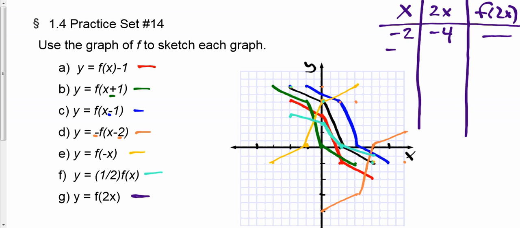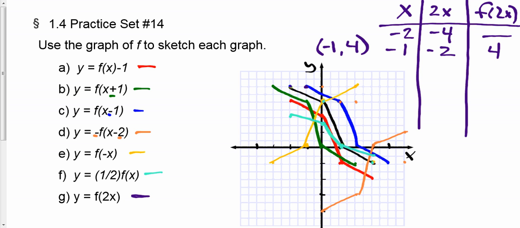So let's do negative 1. Why am I choosing negative 1? When x is negative 1, 2x is negative 2. And look at what f of negative 2 is. F of negative 2 is 4. Now, what is my ordered pair here? It is negative 1, comma 4. So that's the point I graphed. Negative 1 is right here, up 4 right here. So I graphed that point right there.